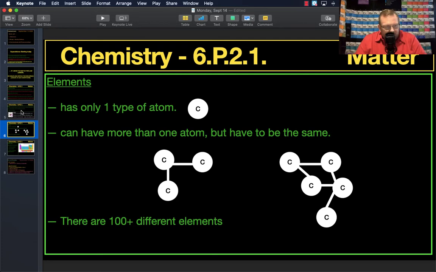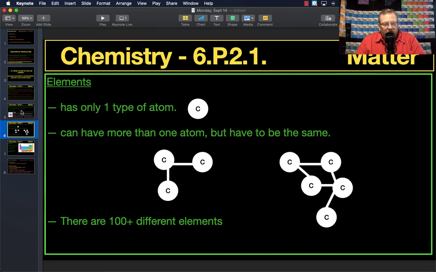So here you've got 3 carbon atoms connected together. Here you've got 5 carbon atoms connected together. All 3 of these are elements of carbon. What makes it an element is that there's only one kind. There's no oxygen here. There's no nitrogen here. There's no O's, no N's, no B's, no H's. It's just C's. So just one kind.